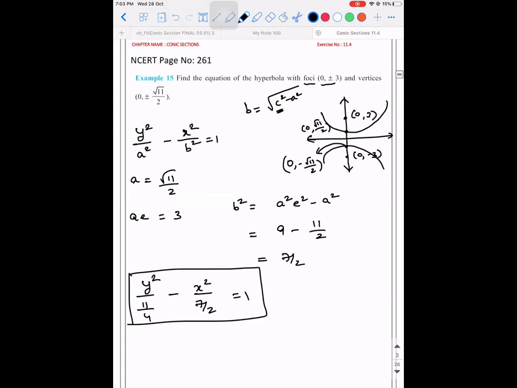Yes, I made a mistake. Can you tell me what is the mistake I made? This step. 11 by 4. It is 11 by 4. So conceptually, there is no doubt. 36 minus 11 is 25 divided by 4. So now it is right, no?